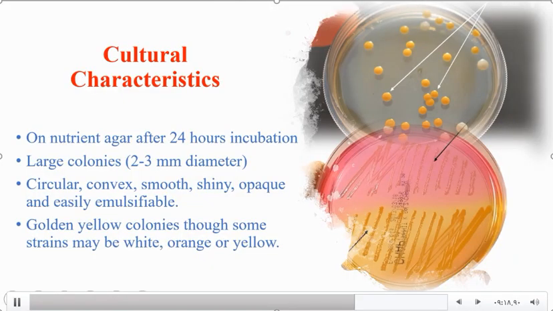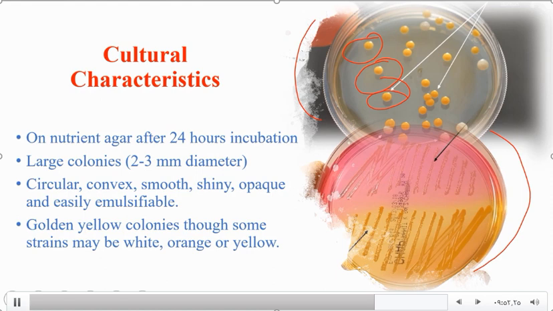Next are the cultural characteristics. Here I have taken two pictures from the internet. One is Staphylococcus aureus on nutrient agar. If you see here, these yellow colonies are Staphylococcus aureus. After 24 hours of incubation, Staphylococcus aureus will produce large colonies. These are circular, convex, smooth, shiny, opaque, and easily emulsifiable.